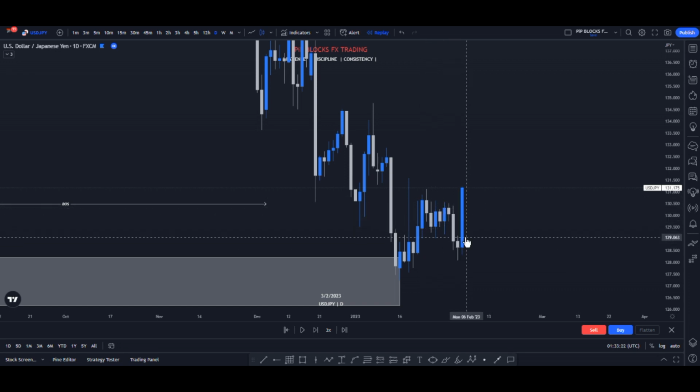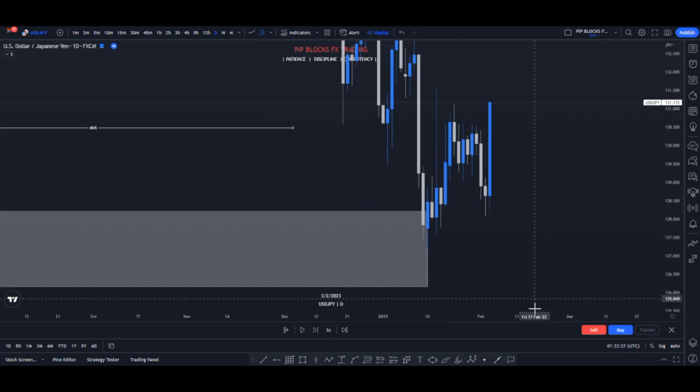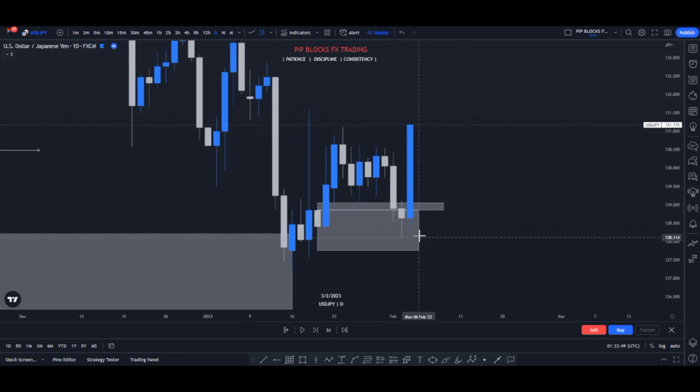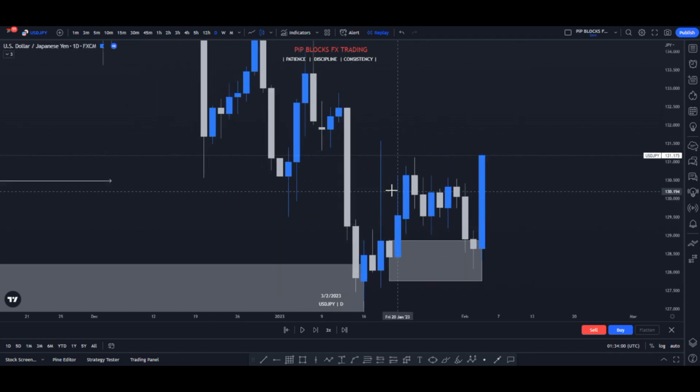Now you may think the market was just moving down here, but when you look closely, as I said, some of my confluences, you can see that the market actually came to fill up this particular fair value gap we had right here. And then the market traded into this particular block right here. That's what the market decided to do on the daily time frame. It came to fill this imbalance and then traded into this block.